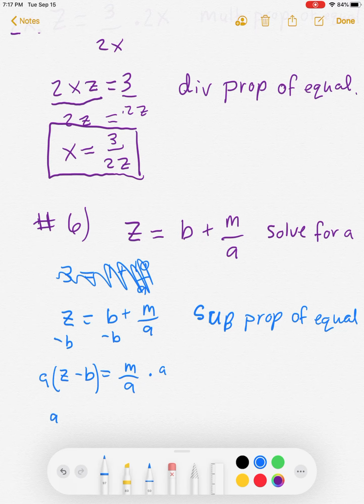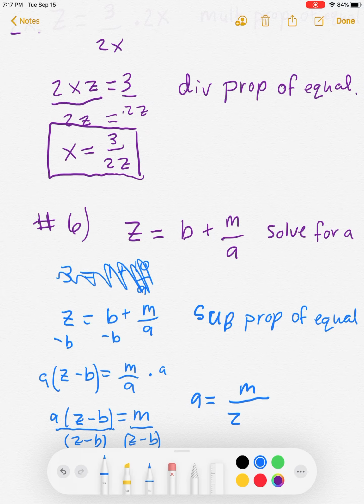We end up with a times z minus b, in parentheses, equals m. We'll close the parentheses. Okay. Well, now if we want to get the a all by itself, we can simply divide by z minus b. Since z minus b is contained in the parentheses, and the only operation between the a and the z minus b is multiplication, we can divide. Which gives us a equals m over z minus b.